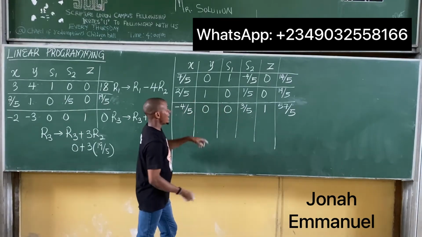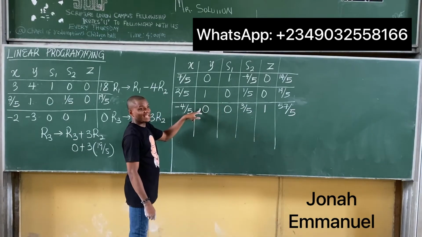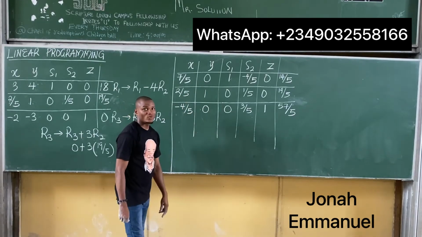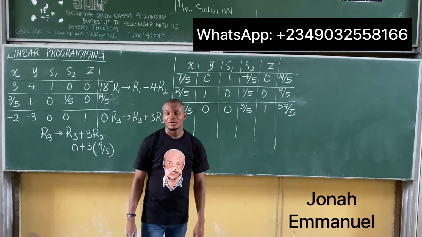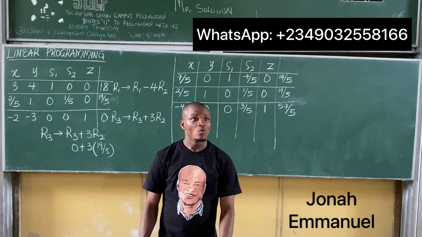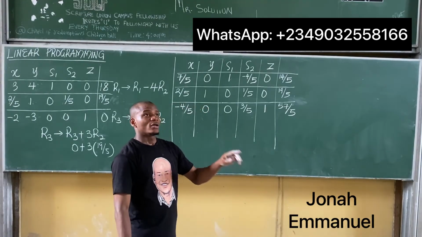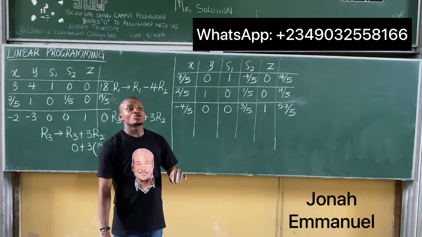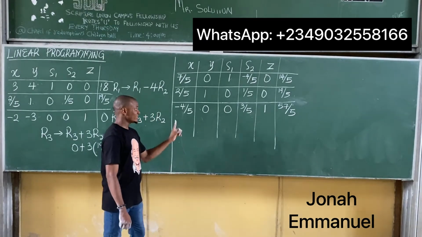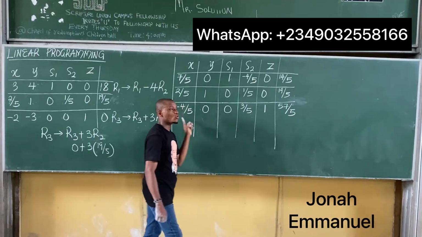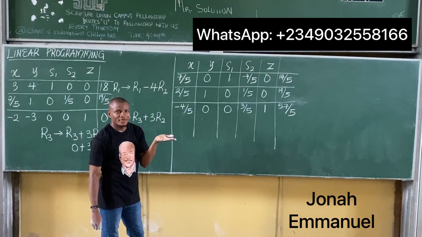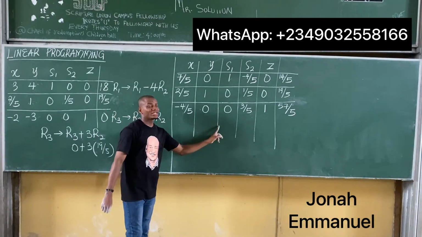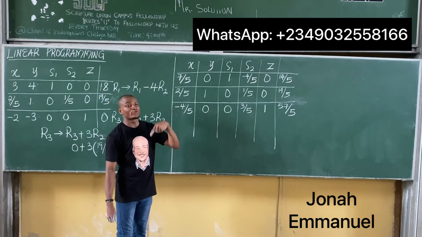So observe, I have made elements here and here to be 0. Am I done? No. What's next? When do I know I should stop? You only stop when the elements in your last row are all positive. If I still have a negative element in my last row, that means I have not reached a feasible region.